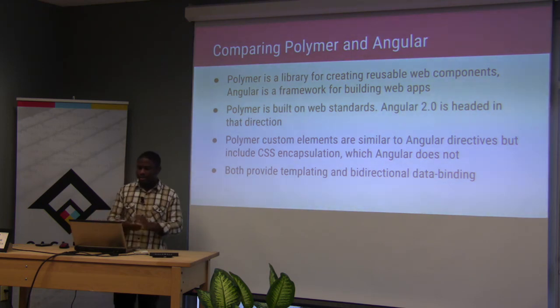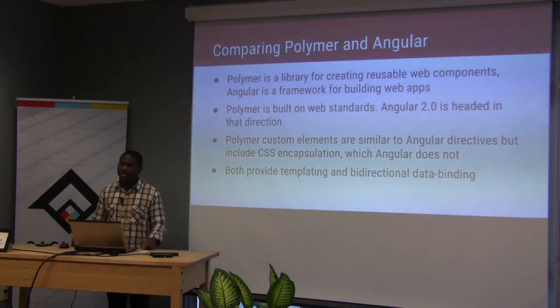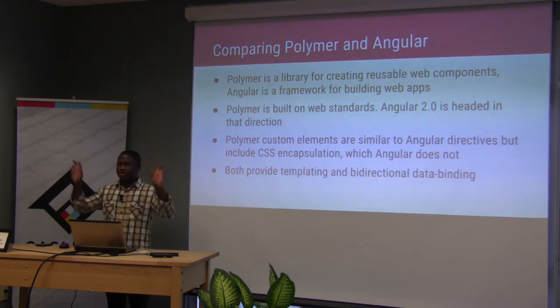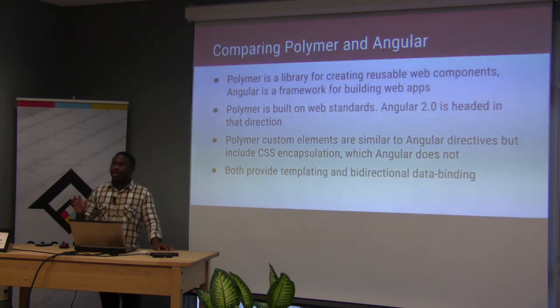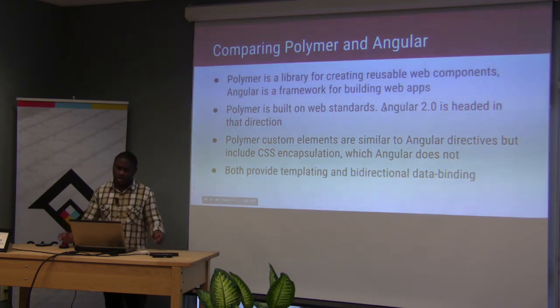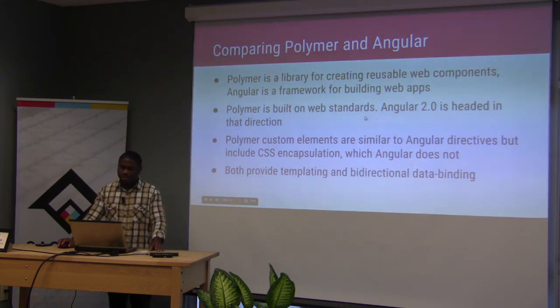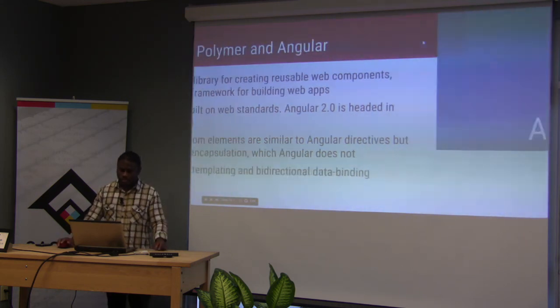Both do provide templating and bi-directional data binding. They both use the double curly braces for data binding, so the syntax is fairly similar. So someone coming from Angular going over to Polymer, and vice versa, would find it quite easy to migrate.